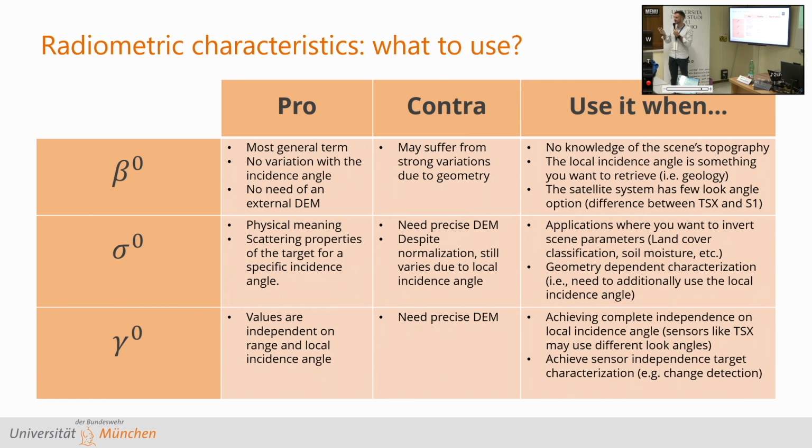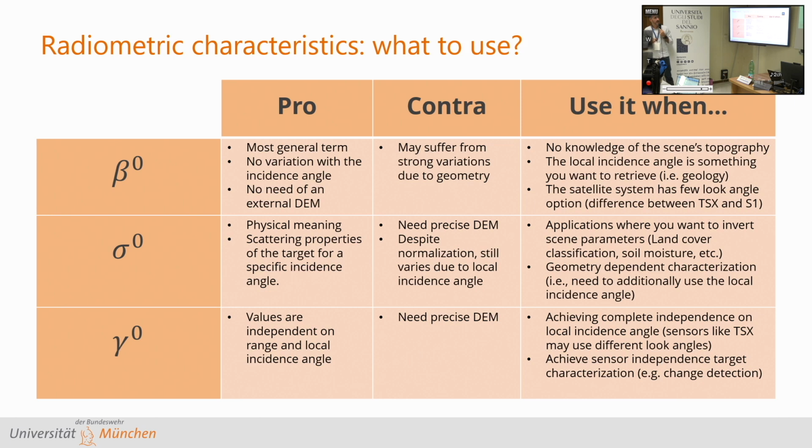So when to use what, because this is not straight to answer. So the beta, we said, is computed without considering the local incidence angle. So it is the most general term. It doesn't vary with the incidence angle. And the nice part, it doesn't need a digital elevation model to be computed. So if you don't have, it's not a big issue. High resolution digital elevation models are not that common. Of course, you could use the 30 meters Copernicus DEM, but still.